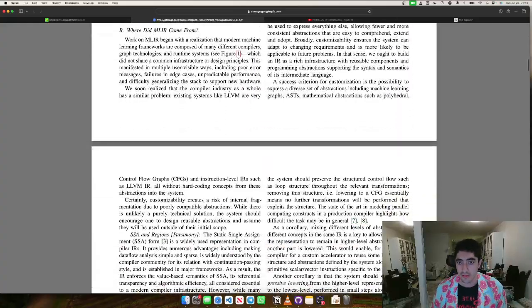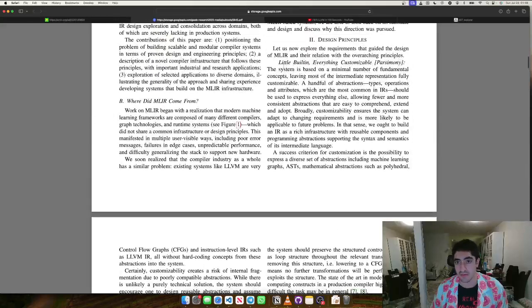Alright, so let's just start from this paragraph here. Little built-in, everything customizable, parsimony. The system is based on a minimum number of fundamental concepts, leaving most of the intermediate representation fully customizable. A handful of abstractions, types, operations, and attributes, which are the most common in IRs, should be used to express everything else, allowing fewer and more consistent abstractions that are easy to comprehend, extend, and adopt.